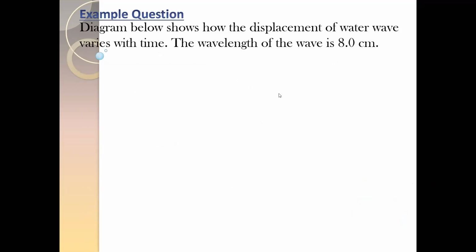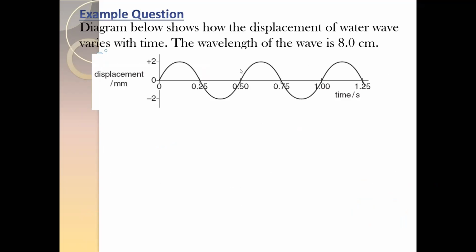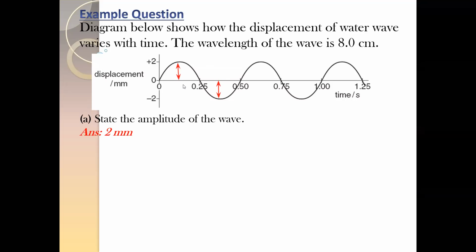So here are some example questions I want you to attempt. The diagram below shows how the displacement of the water waves varies with time. The wavelength is 8 centimeter. State the amplitude. What is the amplitude of this wave? Amplitude is a scalar quantity, so you don't have to specify a direction, and you can mention 2 millimeter. The unit of the y-axis is millimeter, so you have to use millimeter here.